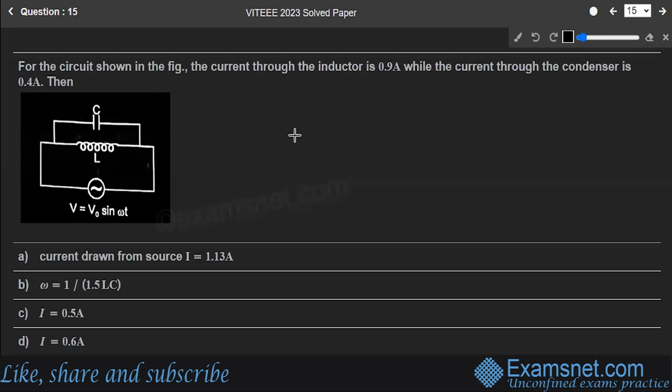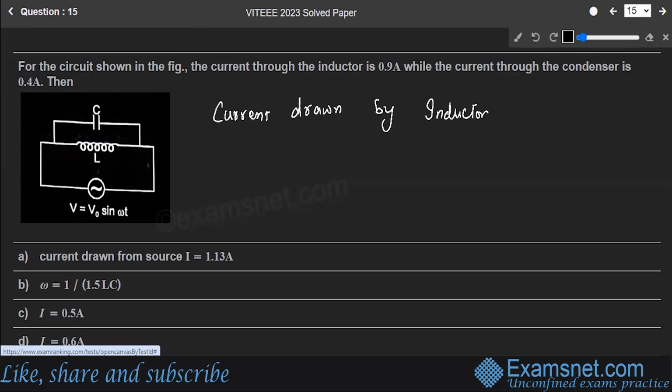For a circuit shown in the figure, the current flowing through the inductor is 0.9 ampere while the current through the condenser is 0.4 amperes. Then which of the following is correct? Okay, this is the circuit. One thing, that is current drawn by the inductor and capacitor will be in opposite phase.